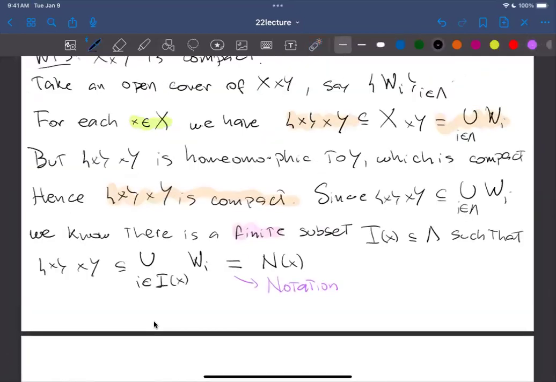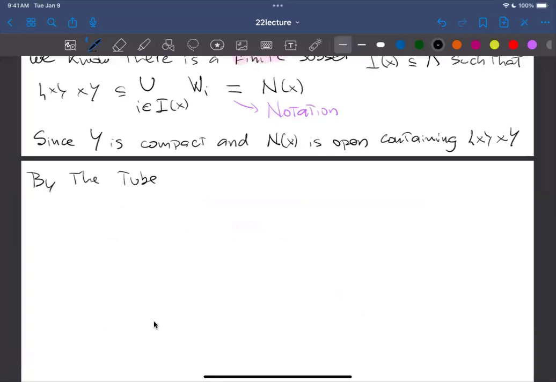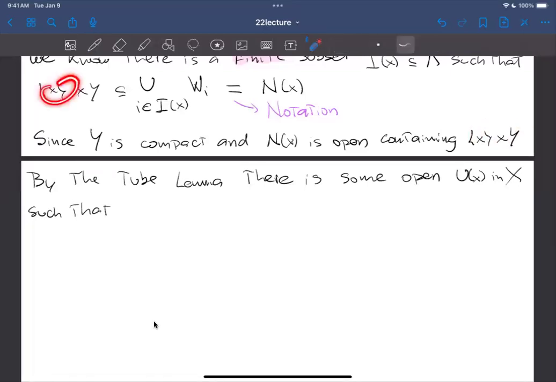So let's grab that. Since Y is compact, and N of x is open containing the slice, x cross Y, by the tube lemma, we know that there's a tube inside the neighborhood. There is some open set in X. So the open set in X will now depend on little x. So some open U of x in X such that we can sandwich the tube inside of it. So such that the slice is actually inside the tube, which is inside N of x.